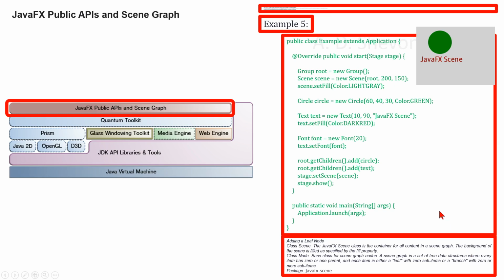As an example 5, we can consider this one as adding leaf nodes. Class Scene: the JavaFX Scene class is the container for all content in the scene graph. The background of the scene is filled as specified by the fill property.